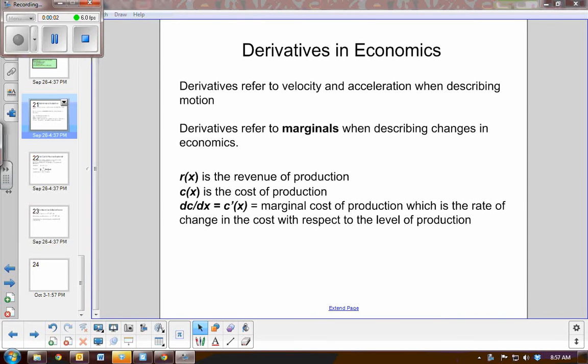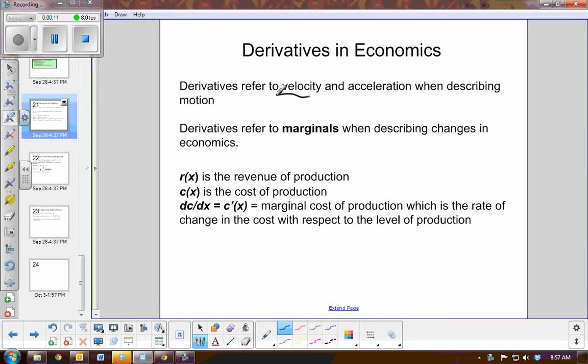Let's talk briefly about how we use derivatives in economics. Now, we've seen how derivatives relate to velocity and to acceleration, okay? We see that when we're looking at the first and second derivative, but derivatives also refer to what we call marginals in economics. Marginals is just what is, at that moment, the rate at which it's costing me to produce an item, and the rate of money I'm making at that moment.